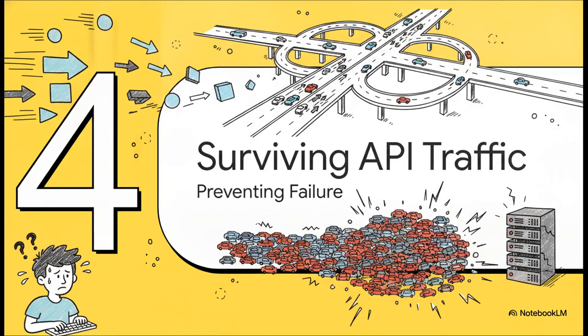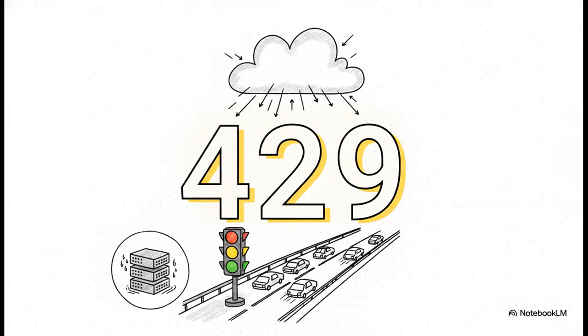Okay, let's move on to part 4, surviving massive API traffic. So we've optimized our protocol and our routing, but now we hit the application boundary. What happens when a massive flash sale or even abusive bot traffic slams into those fast highway interchanges and threatens to overwhelm your servers? Enter the dreaded 429 too many requests HTTP status code.